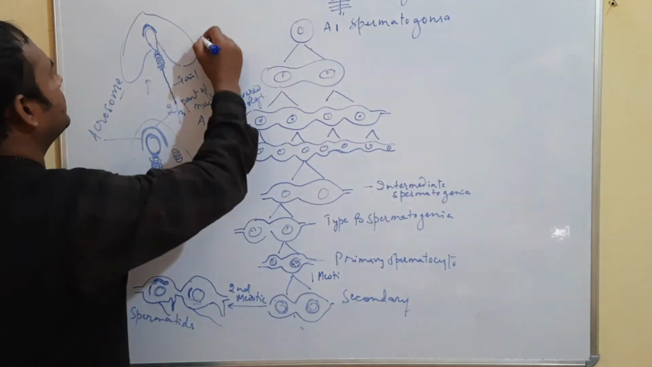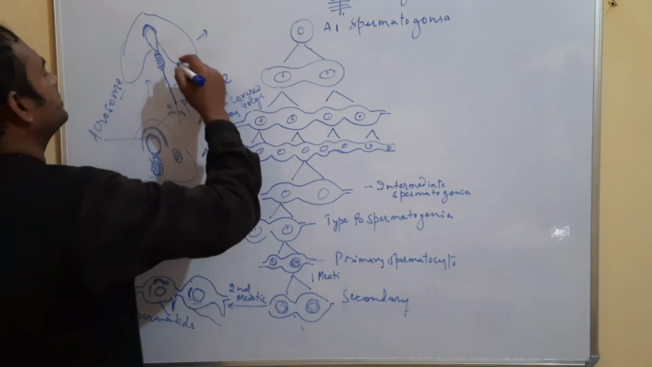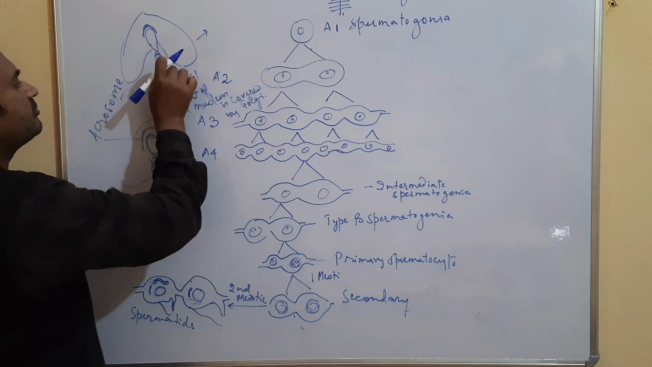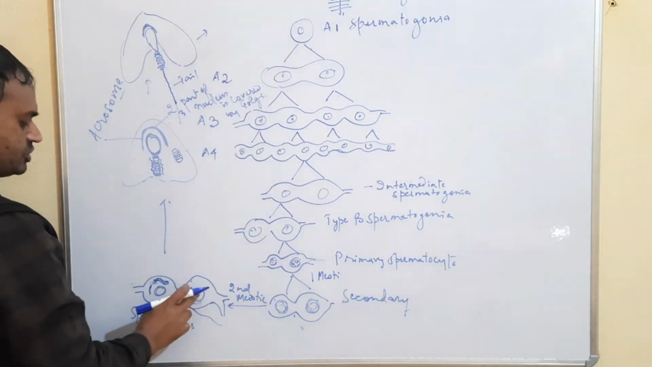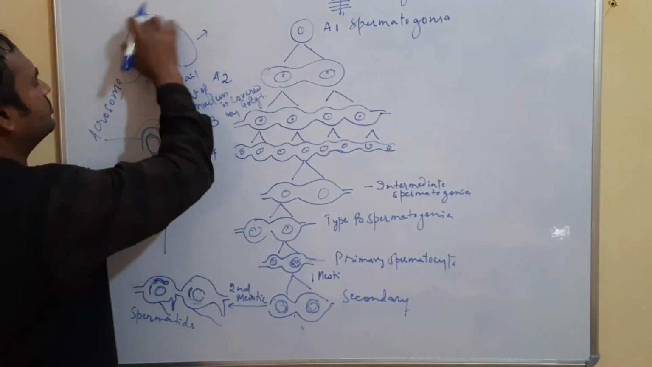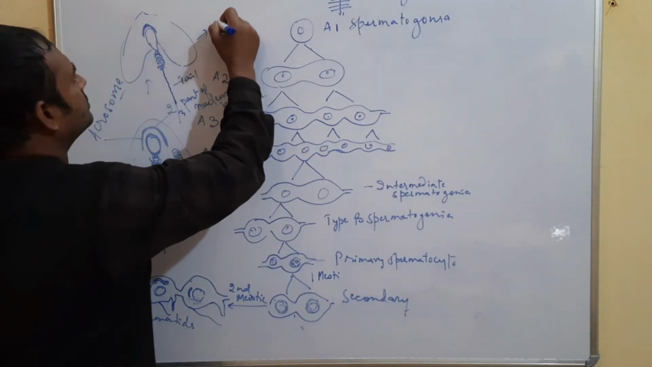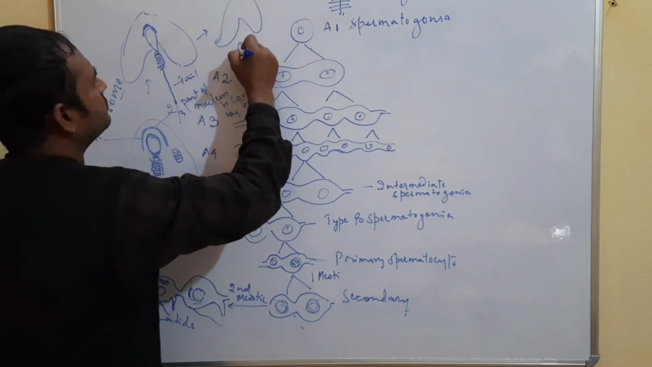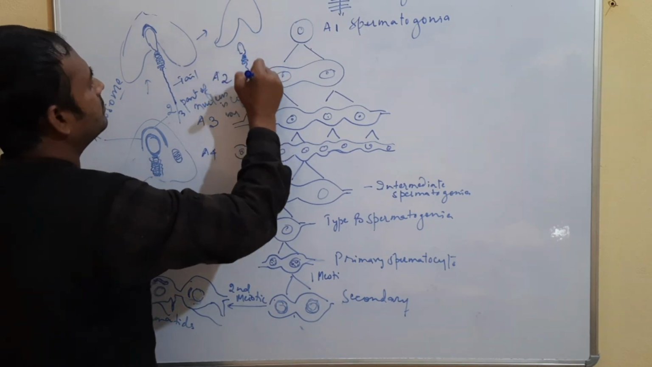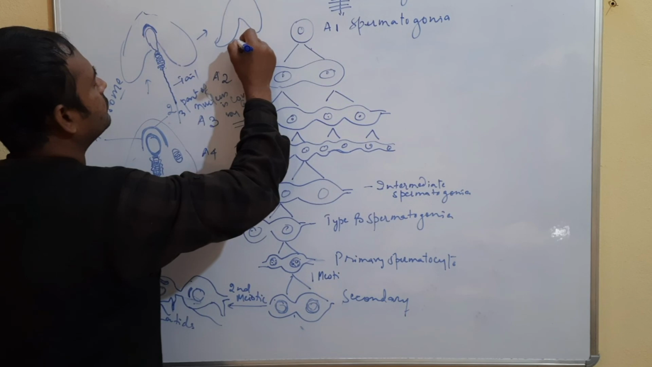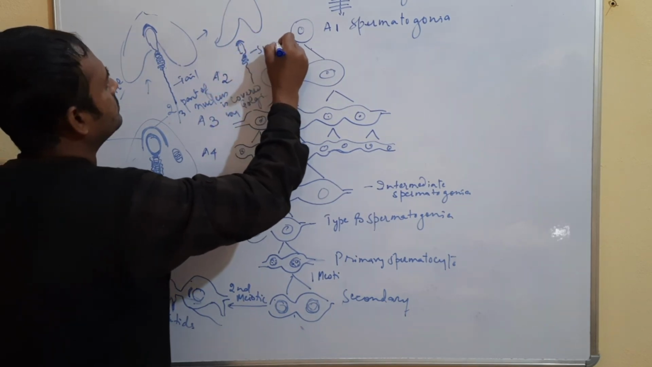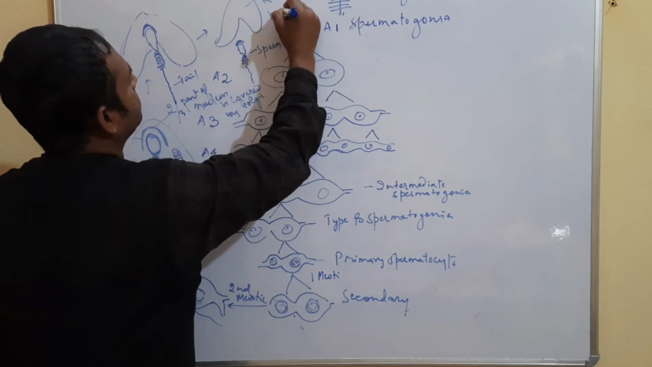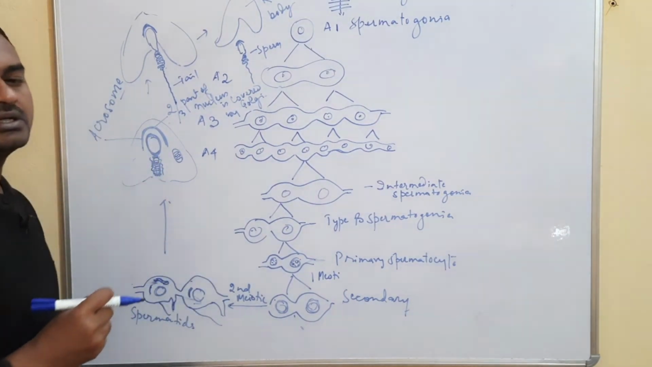And then after, it will come out from the envelope of the residual bodies. So this could be the residual body, and this will come out, and the fully formed sperm will come out. Sperm, and this is the residual body.